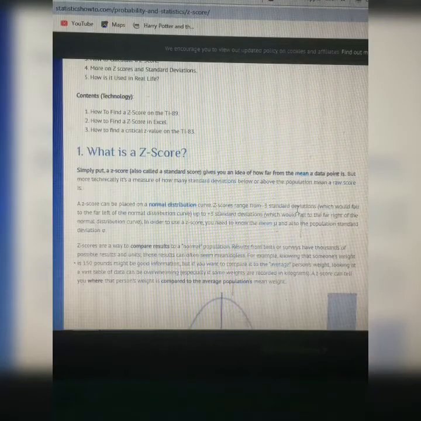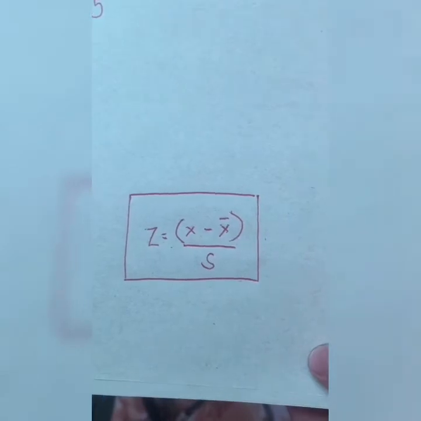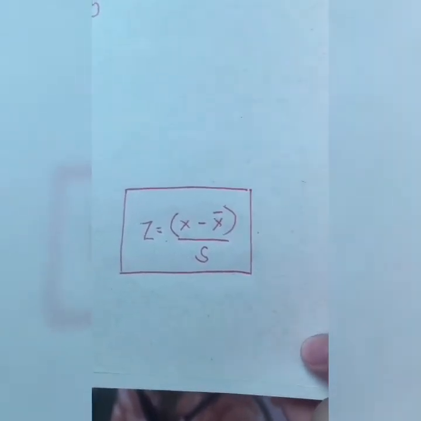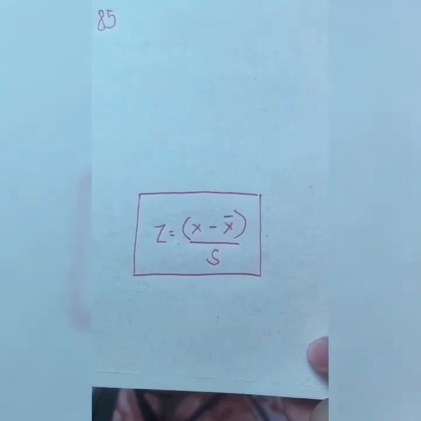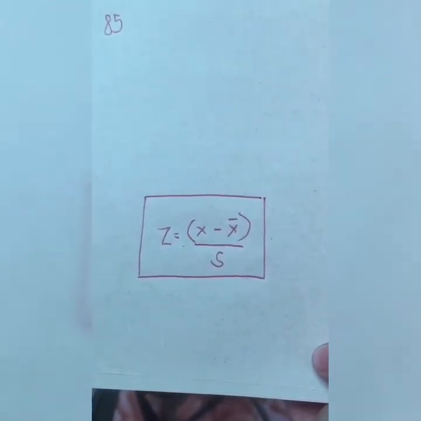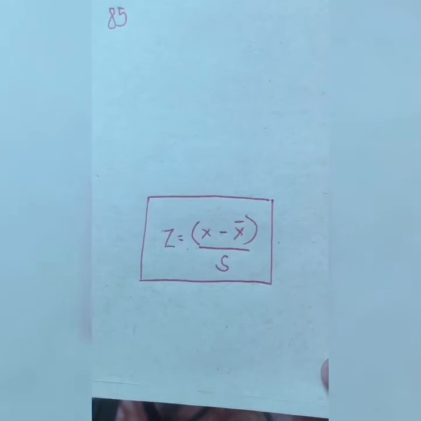And now for our last topic, let's talk about z-score. And here's our formula. Z-score equals the score they got minus mean distribution divided by standard deviation. That's our formula.